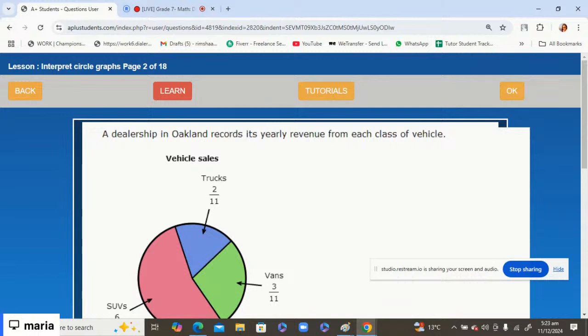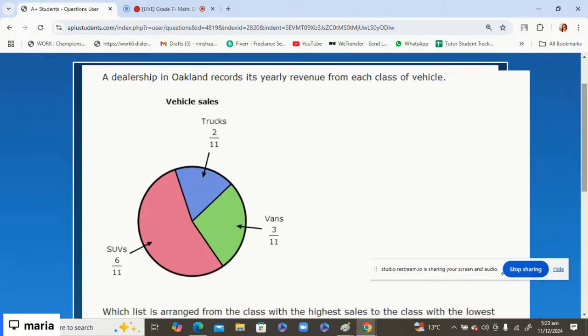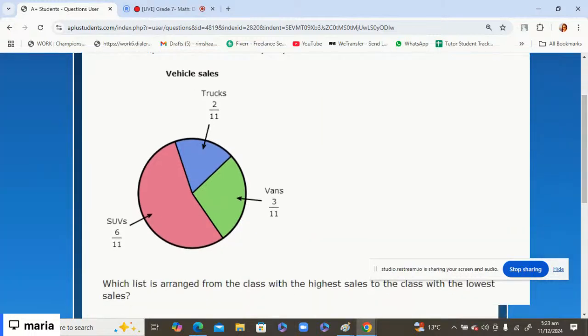Here, a dealership in Auckland records its yearly revenue from each class of vehicle. Vehicle sales are given: for the trucks 2 by 11, for the vans 3 by 11, for the SUVs 6 by 11. Which list is arranged from the class with highest sale to the class with the lowest sale?